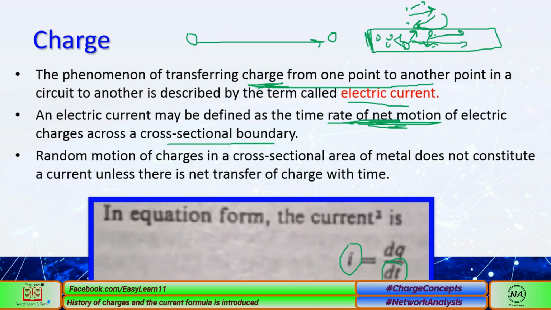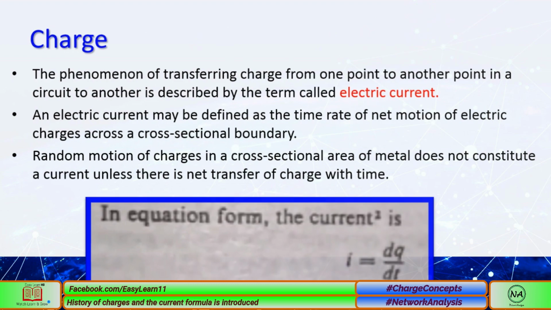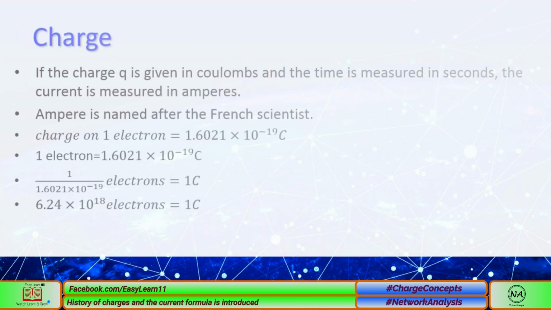Cross section, this is the boundary, and this is the distance between the boundaries, and there is a net motion of the electric charges across a cross-sectional boundary. Random motion of the charges in a cross-sectional area of a metal does not constitute a current unless there is a net transfer of the charge with respect to some time.